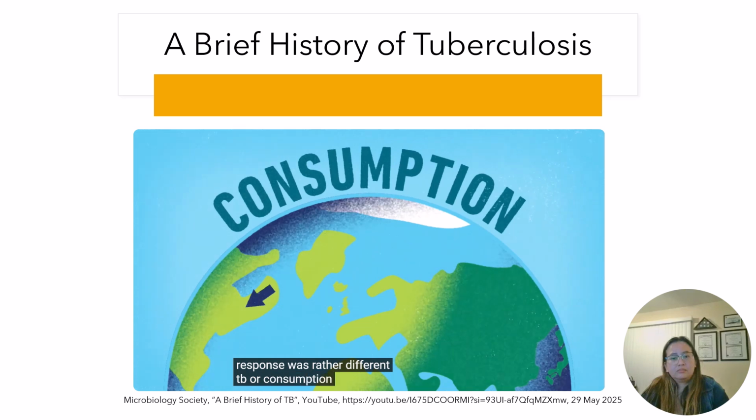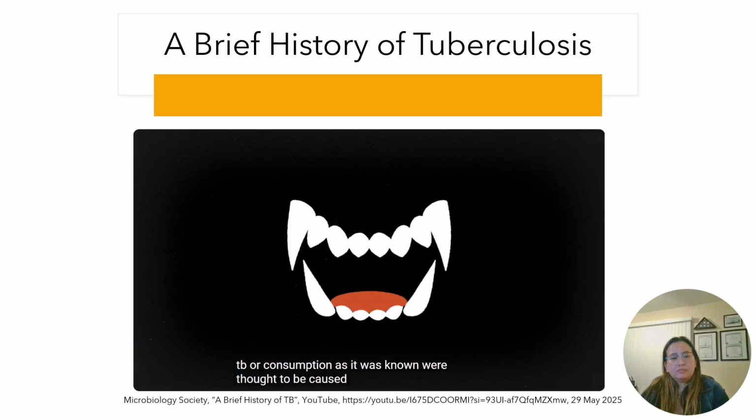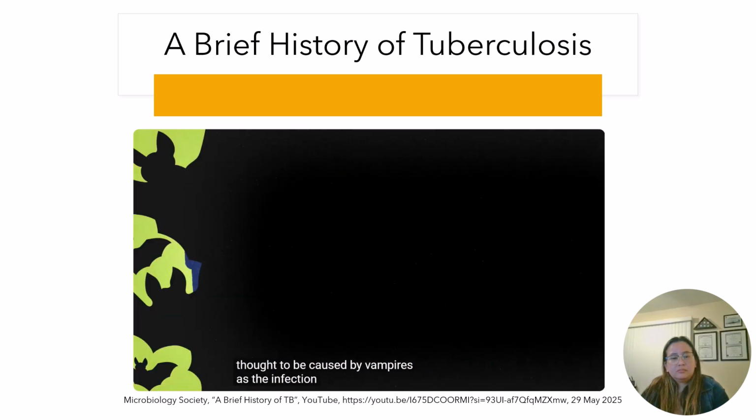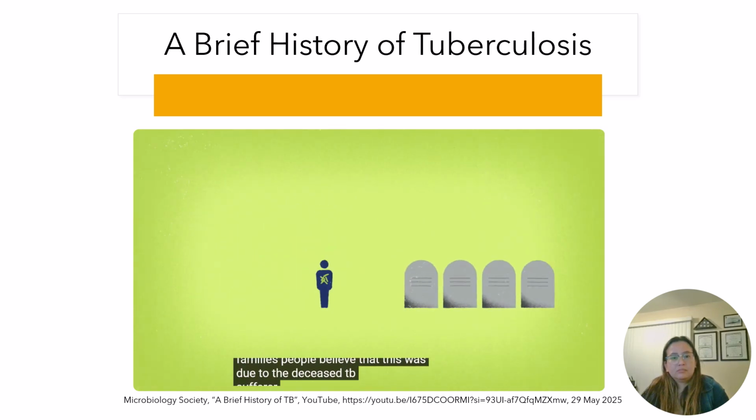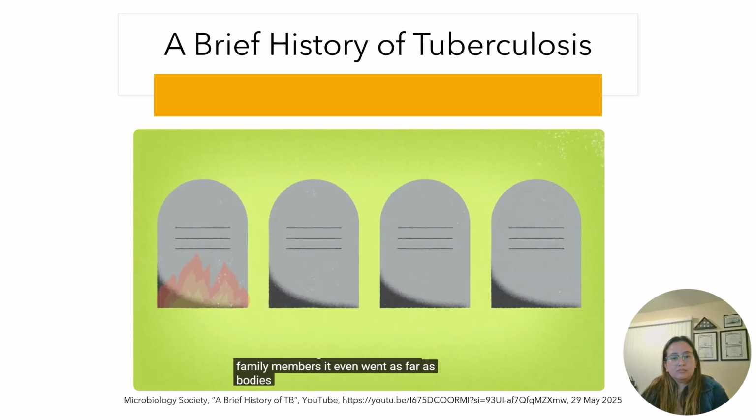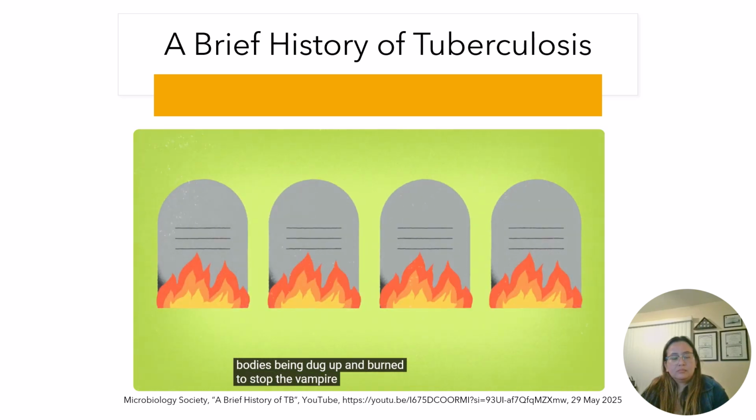TB, or consumption as it was known, was thought to be caused by vampires. As the infection spread quickly through families, people believed that this was due to the deceased TB sufferer draining the life from other family members. It even went as far as bodies being dug up and burned to stop the vampire from attacking and preventing the spread of the disease.